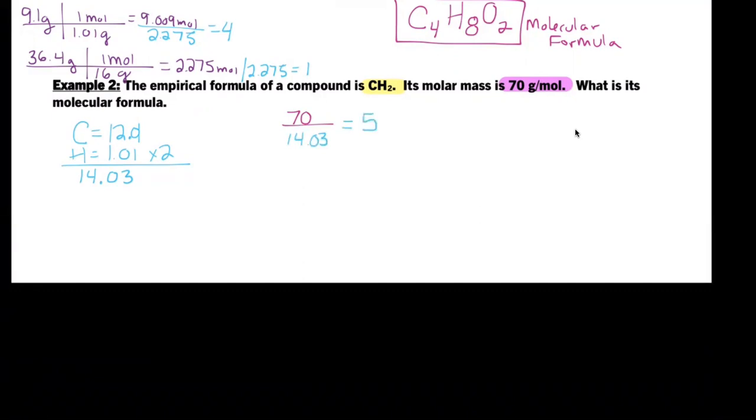So that tells me my multiplier. Just like the last problem, the subscript on C in the empirical is 1. I'm going to multiply that by 5. The subscript on H is 2, multiplied by 5 gives me 10, making my molecular formula here C5H10. In this case, again, if you're given the empirical formula already, you don't have to go through all the work to find it. You can just plug it into the formula and multiply your subscripts.